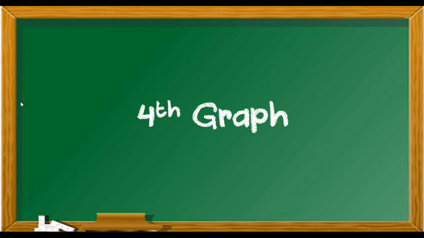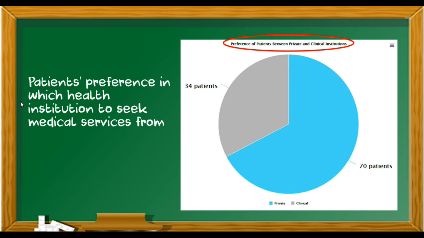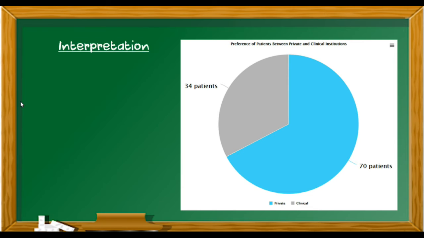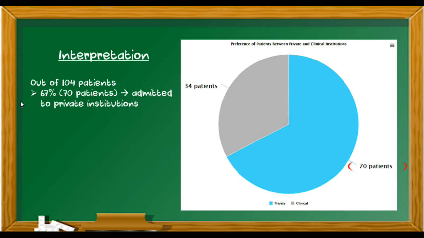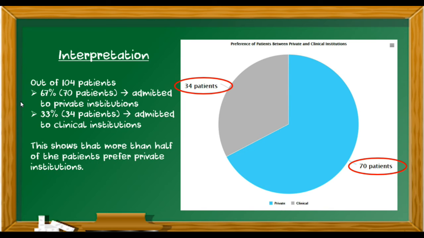On to the fourth graph. This pie chart is entitled Preference of Patients Between Private and Clinical Institutions. It shows the patient's preference in which health institution to seek medical services from, in which the patient has two options, private or clinical. Out of a total of 104 patients, 67% or 70 patients admitted themselves to the private institutions, while 33% or 34 patients admitted themselves to the clinical. This shows that more than half of the patients prefer private institutions.